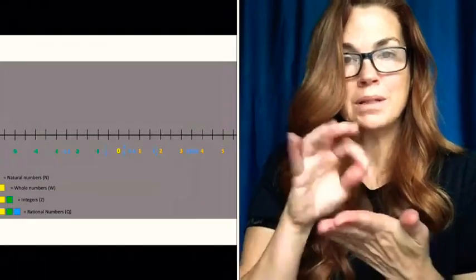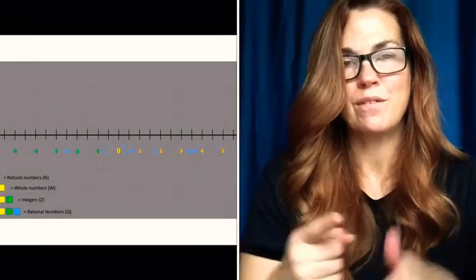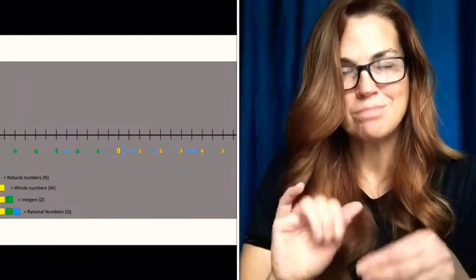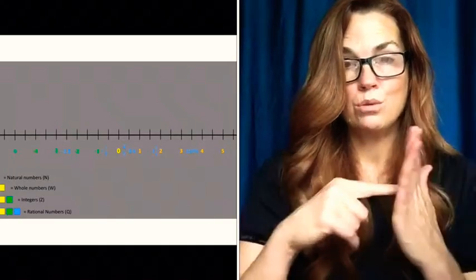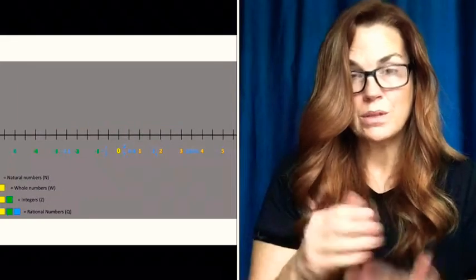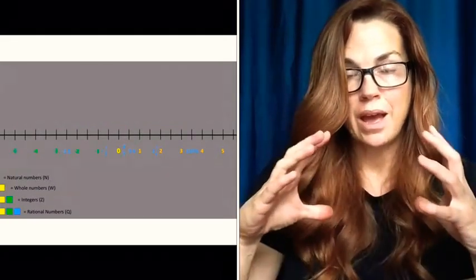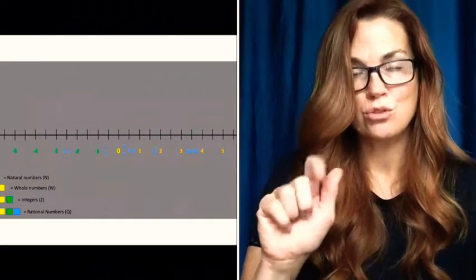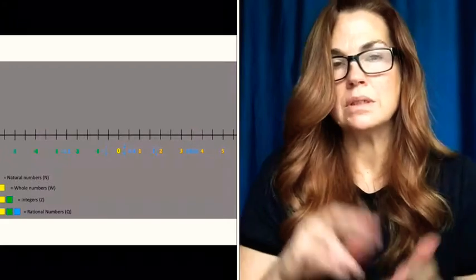On this number line or graph, you can see all of the number sets we've been talking about. Everything on this screen is a rational number because rational numbers include natural numbers, whole numbers, integers, and all values that can be expressed as a fraction. That doesn't mean they have to be a fraction. It just means they must be able to be expressed as a fraction.